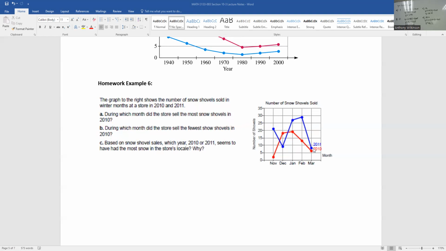During which month did the store sell the most snow shovels in 2010? It was in January, because here, this was sold in 2010, as you can see, and then you got another peak in 2010 as well. And it's in January.